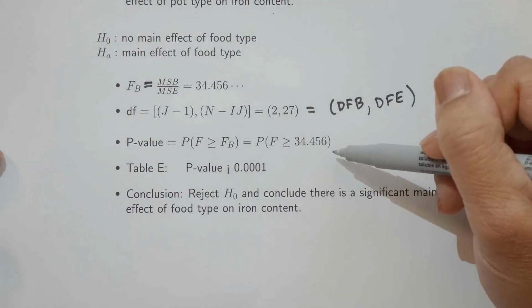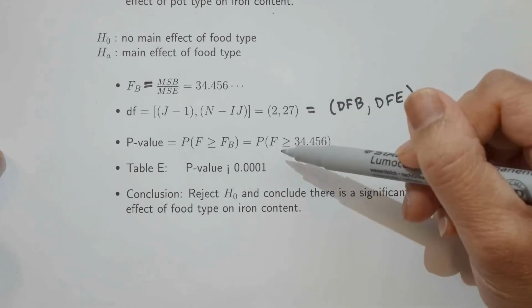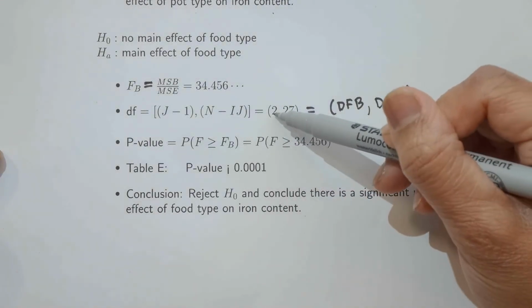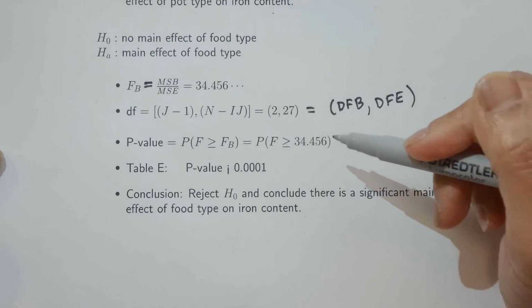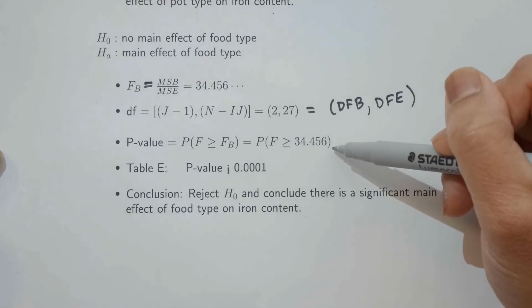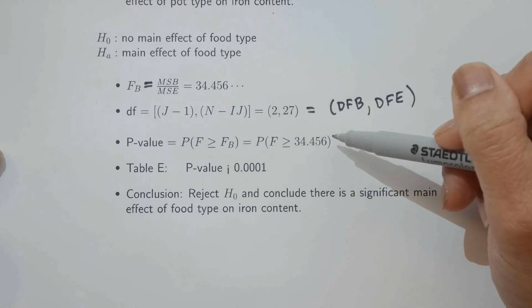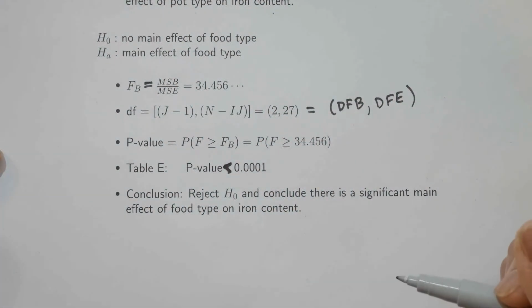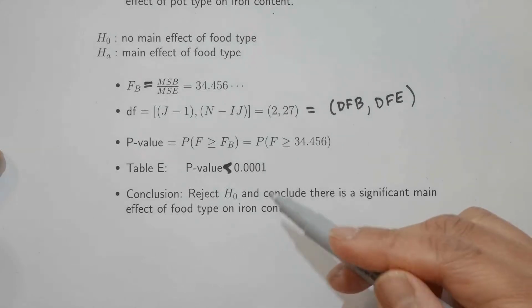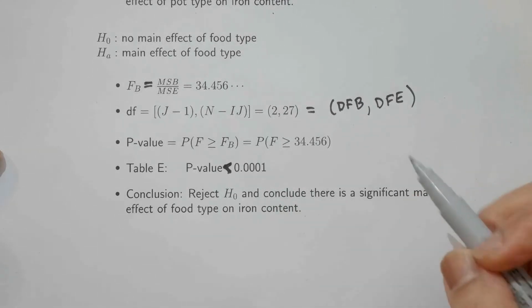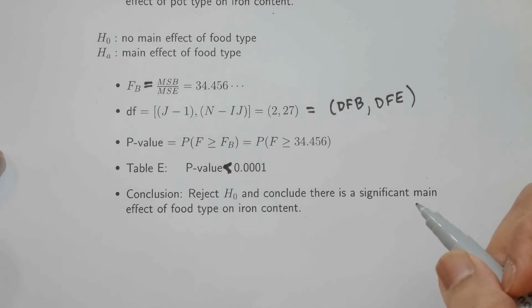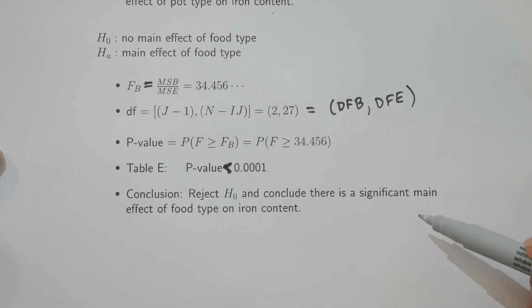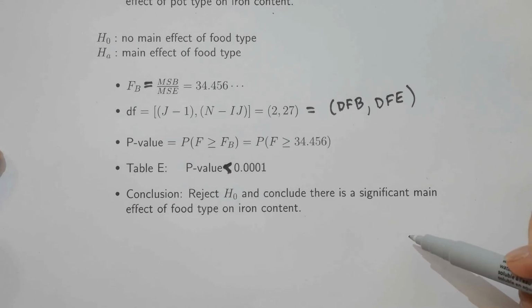And then the p-value is just the probability that a random variable F that follows an F distribution on 2 and 27 degrees of freedom is greater than or equal to our observed test statistic of 34.456. And again, with table E, we have a significant result that the p-value is less than 0.0001. So we can reject our H naught and conclude that there is a significant main effect of food type on our iron content.